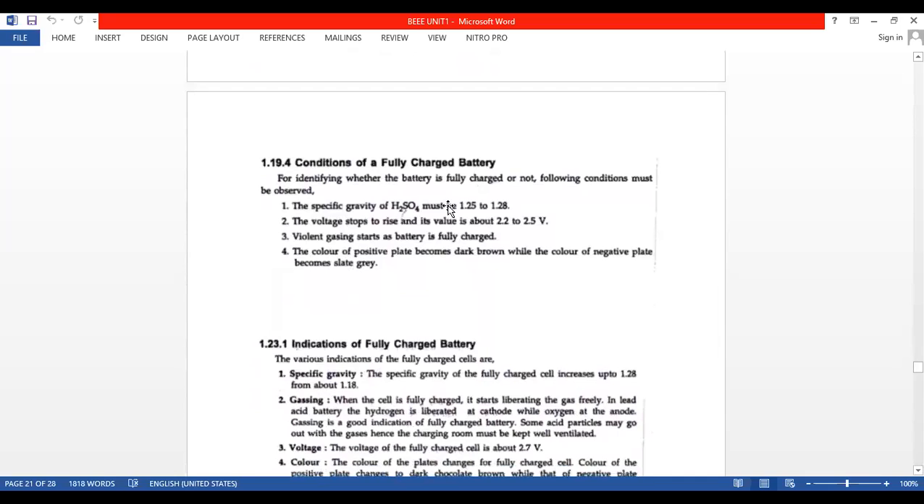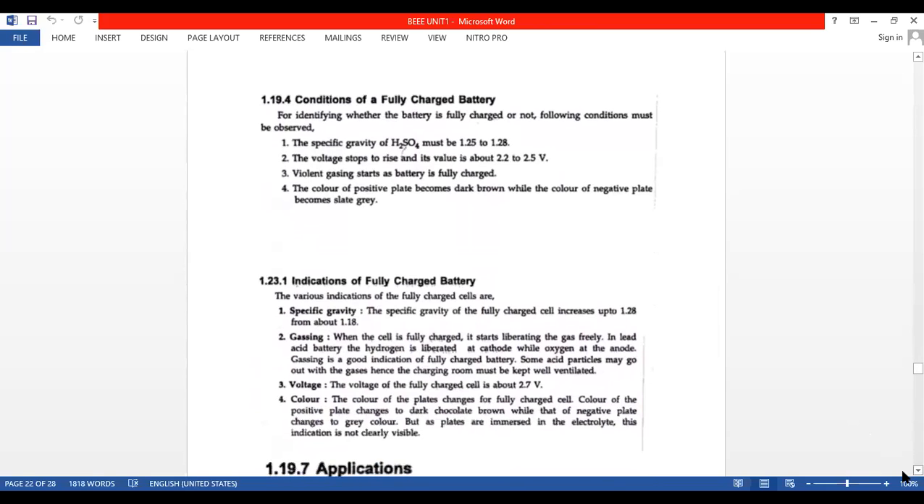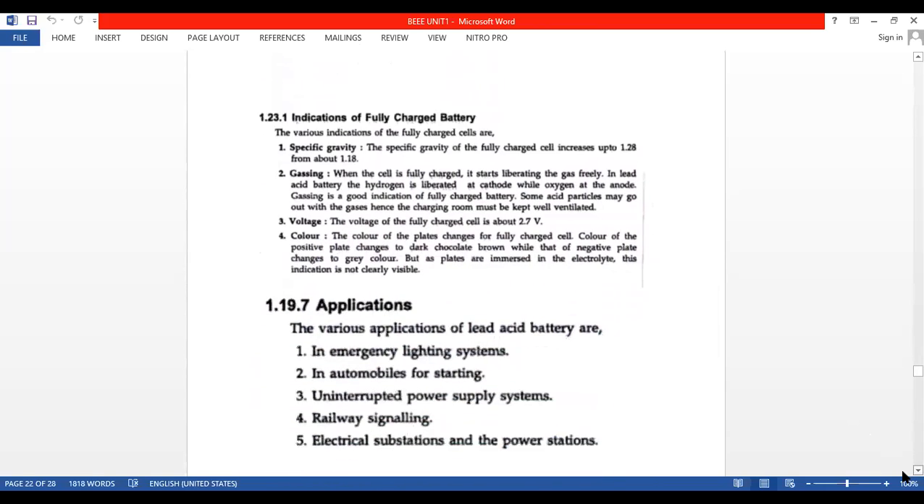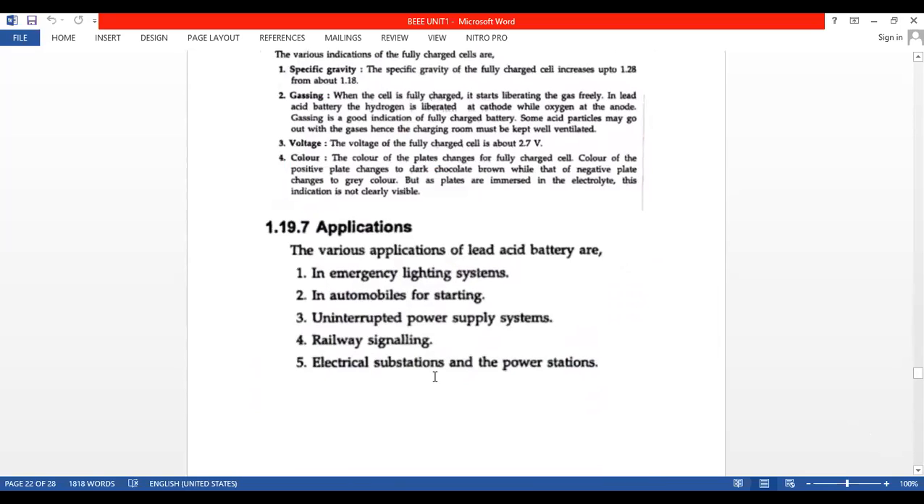So what is the condition for a fully charged battery? The specific gravity value will reach 1.28. If the battery rated capacity is 5 volts, the voltage stops to rise, reaches the maximum value. Okay, there will be a change in the color of the plates when it is completely charged. So simple explanation you can give regarding the batteries. Applications: automobiles, UPS, okay, railway signal, electrical substation and power station.